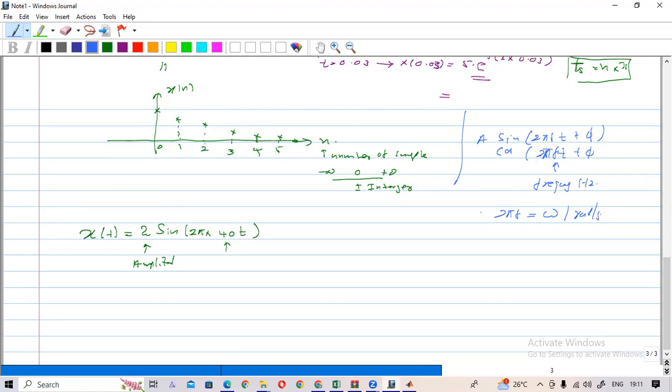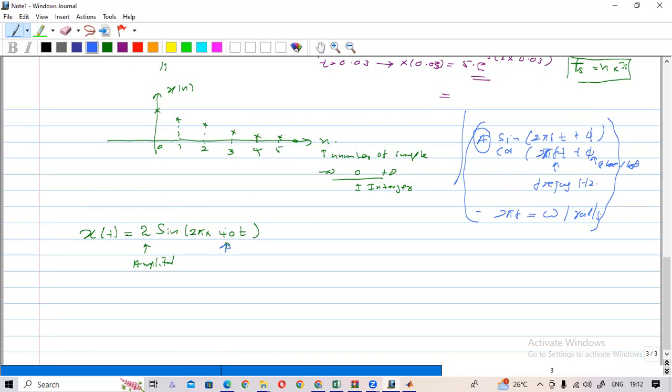So what is this value? This is the sinusoidal signal, and this value is the amplitude. This is the frequency measured in hertz. So 2πf is equal to omega, which we call angular frequency or angular velocity, measured in radian per second. And this φ is the phase shift. For this signal there is no phase shift, that means the phase shift is 0.